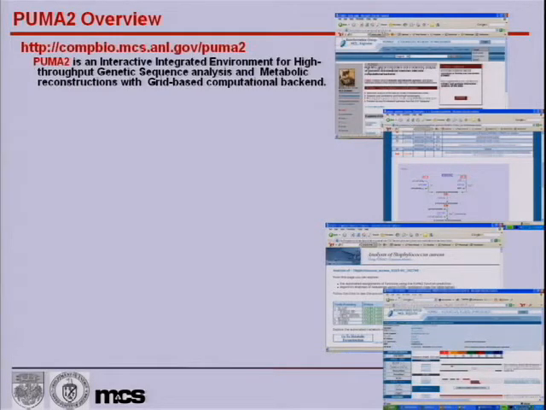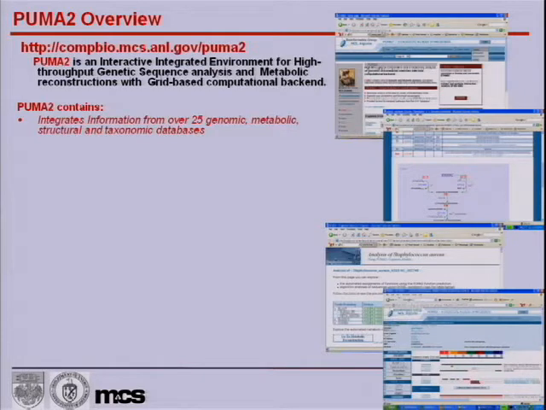So what does PUMA have now? PUMA is an interactive, integrated environment for high-throughput genetic sequence analysis and metabolic reconstructions with a grid-based computational backend. Every single word in this definition means something, and I will tell you a little bit more about what every single word means. And these are the screenshots from the PUMA system.